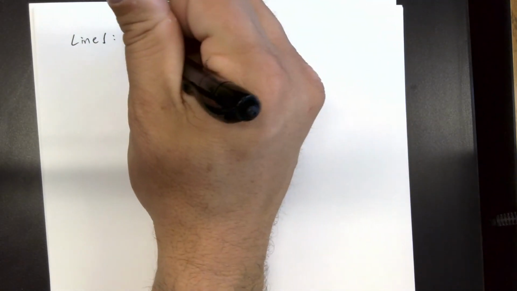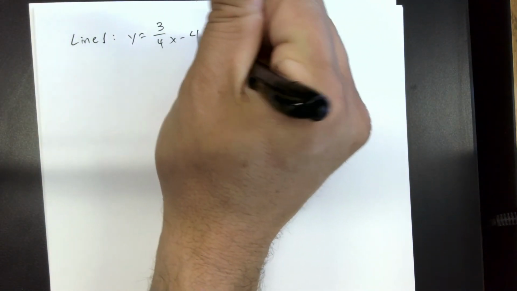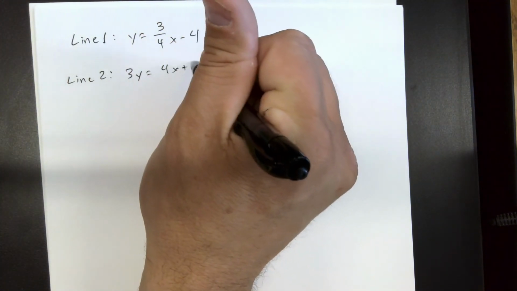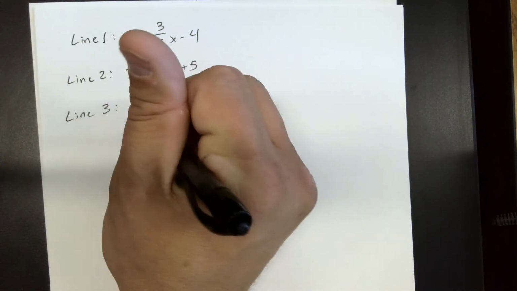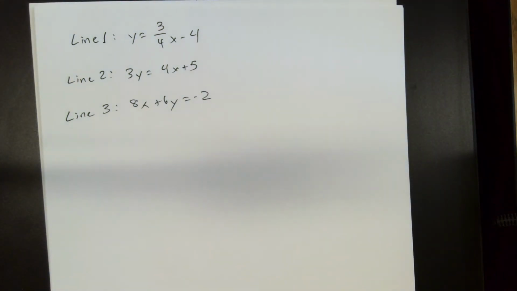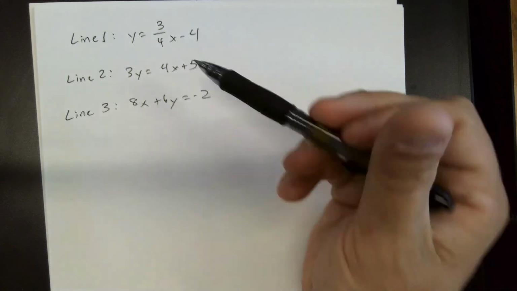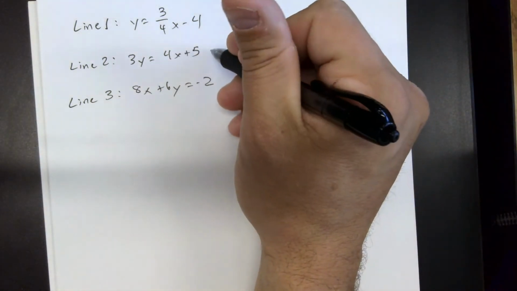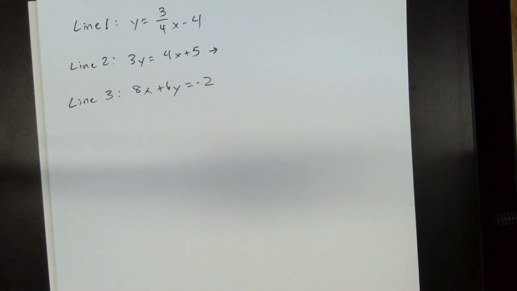So it says line 1 is y equals 3/4 x minus 4. Line 2, 3y equals 4x plus 5. And line 3 is 8x plus 6y equals negative 2. So the question says the equations of 3 lines are given below. For each pair of lines, determine whether they are parallel, perpendicular, or neither. So in order to do that, what do we first have to do with these two? You have to change it to slope. Yeah, we got to get them to slope-intercept form. So anytime you're asked to look at slopes, you got to get something in slope-intercept.